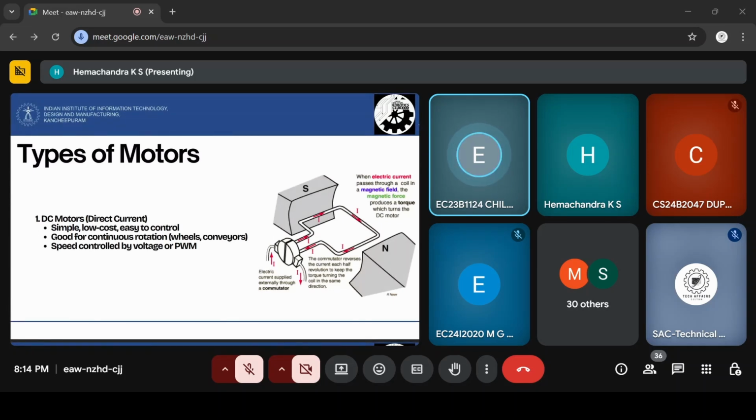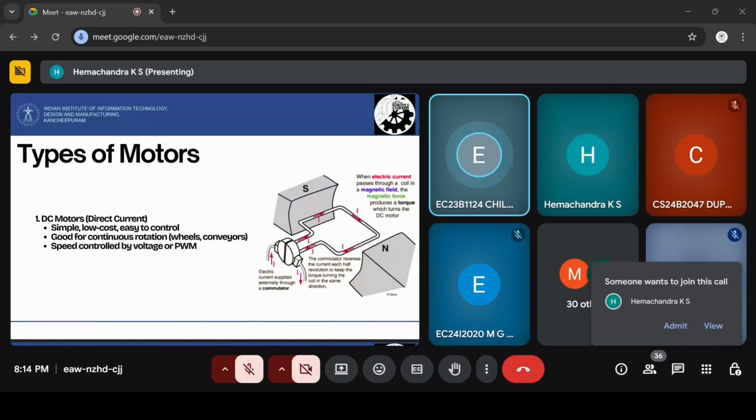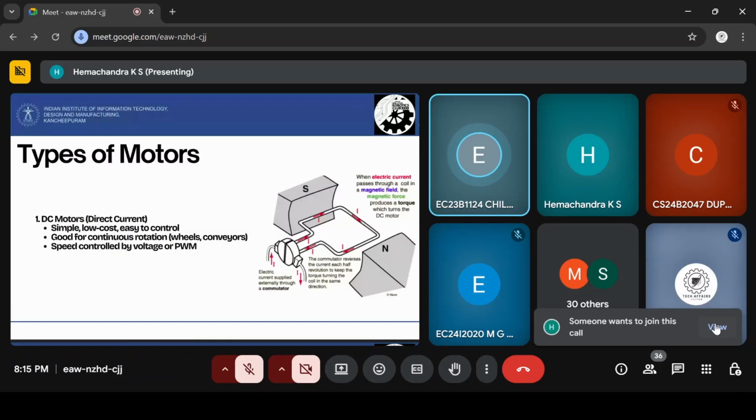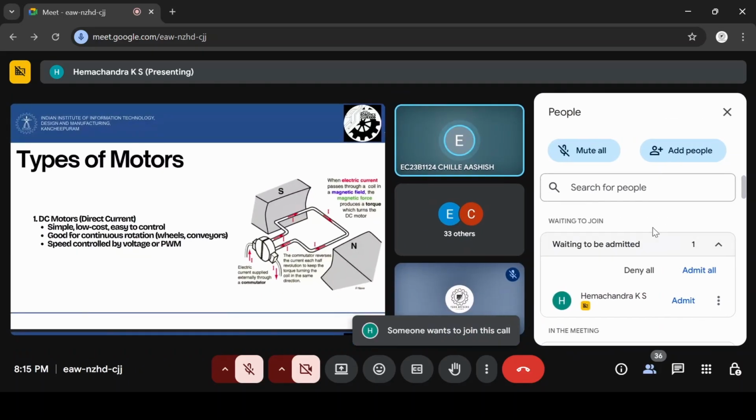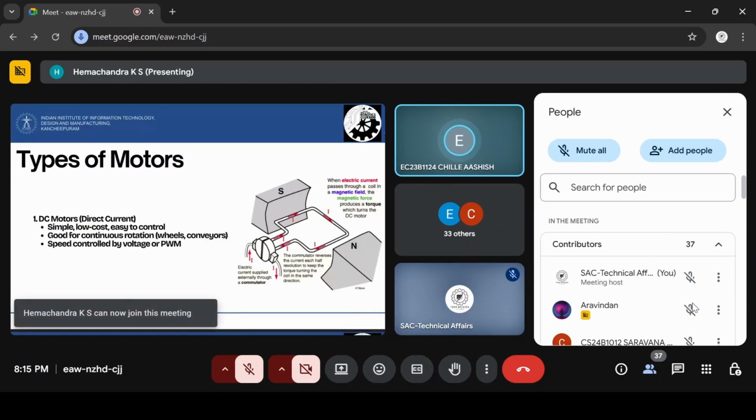Now, this was the working principle of the DC motor. Coming to the characteristics, it is pretty simple and easy to make, and it is also very low cost and cheap. It is suitable for continuous rotation tasks such as driving wheels or conveyors. And the speed also we can control through voltage or pulse width modulation.